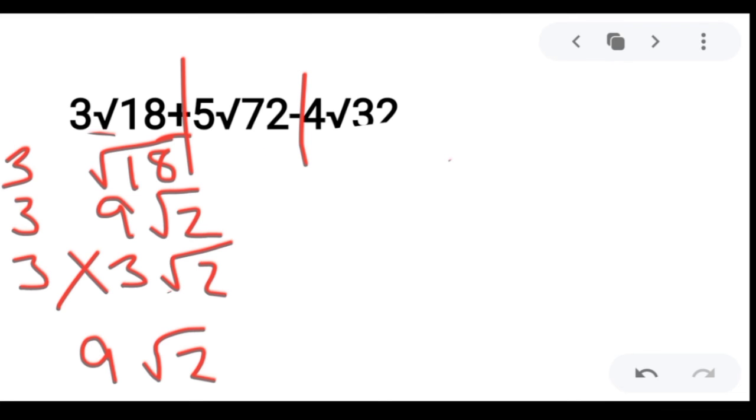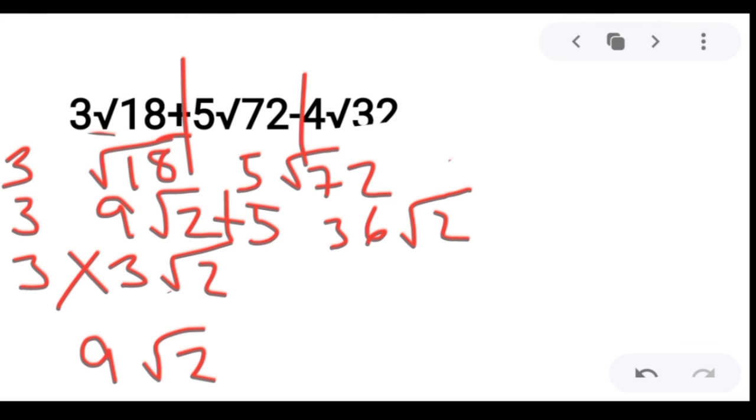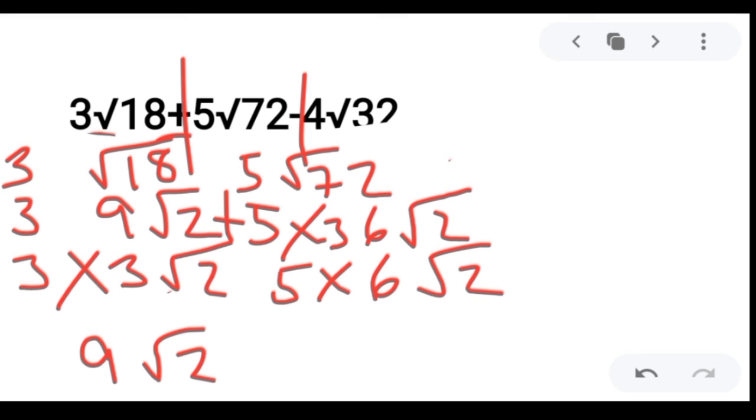Yung sumunod na given natin is 5 square root of 72. Ngayon, bring down natin yung 5. Simplify natin yung 72, is 36 times square root of 2 is 72. Ngayon, pwede pa i-simplify ang 36. So, 6 times 6 is 36. So, 6 square root of 2. Pwede ba ito i-simplify? Hindi na, kasi hindi na siya papantay doon sa pinakaunang given. So, 5 times 6 is 30. 30 square root of 2.